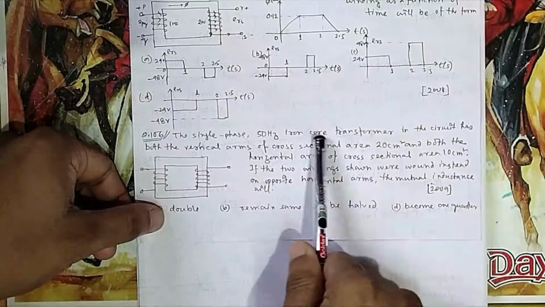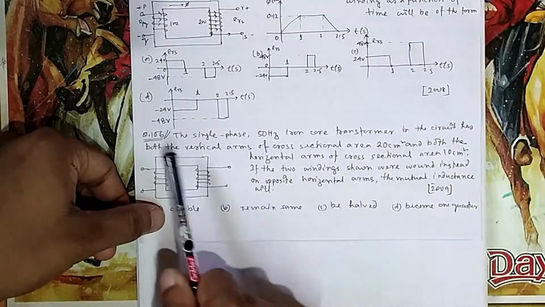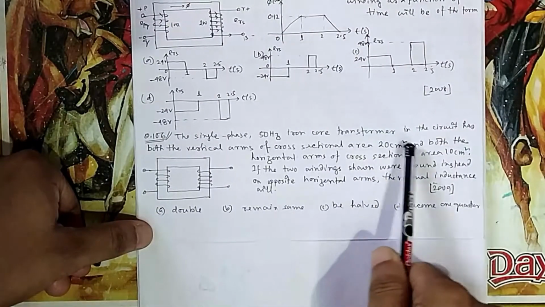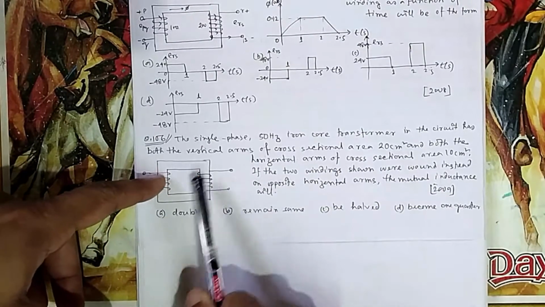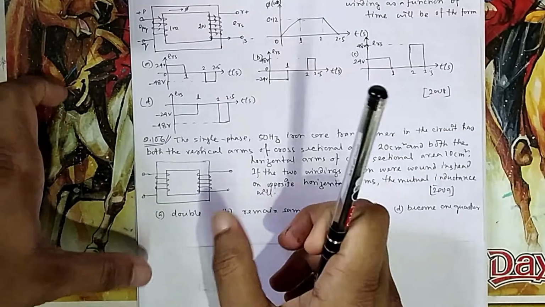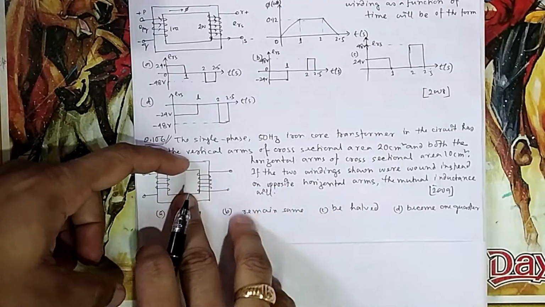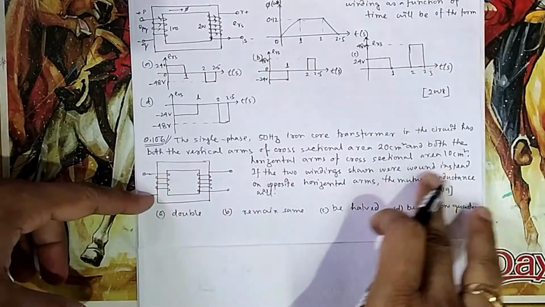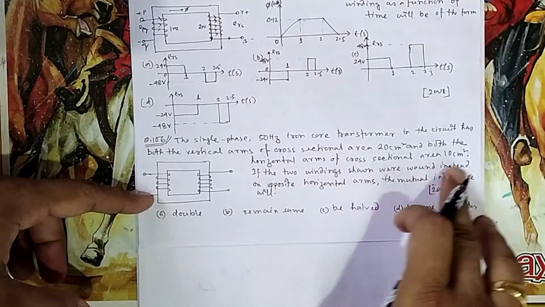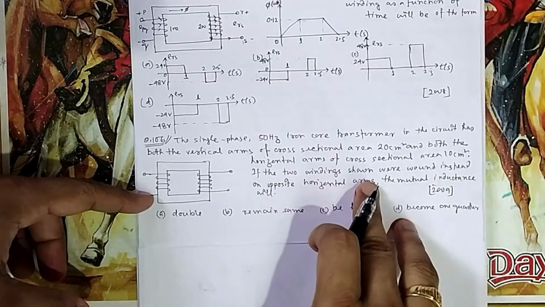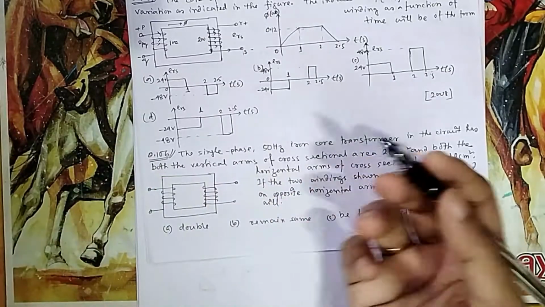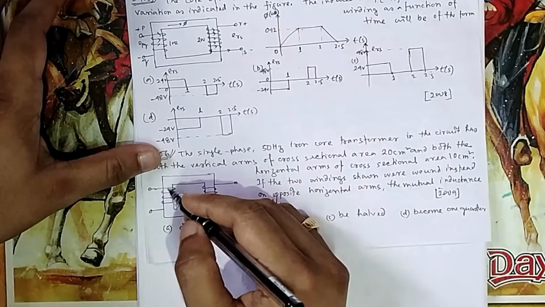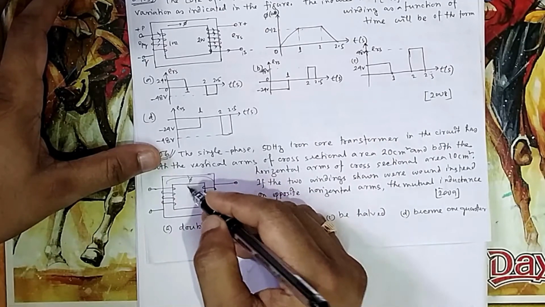The single phase 50 Hz iron core transformer in a circuit has both vertical arms of cross sectional area 20 and the horizontal arms of 10. So this is thicker, and these two are thin. If the two windings shown are wound instead on opposite horizontal arms, then what is the mutual inductance? It is the flux linkage between these two, due to this. So the flux linkage was this one, phi.